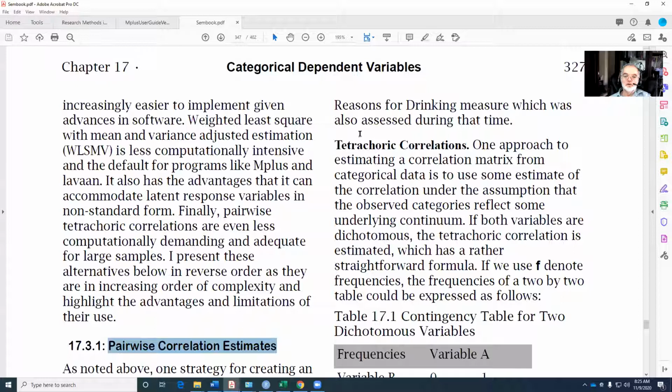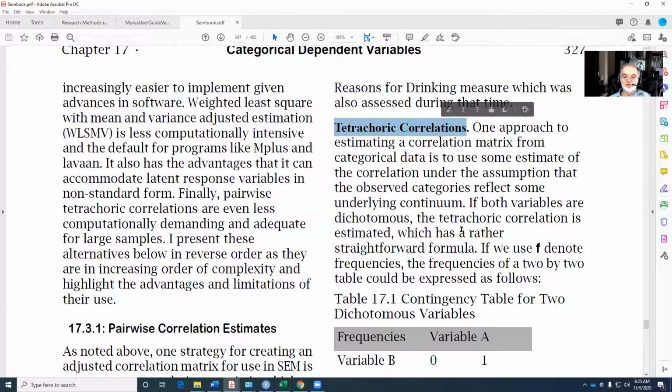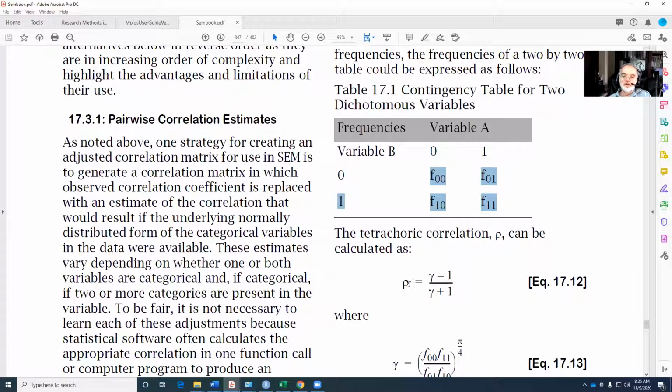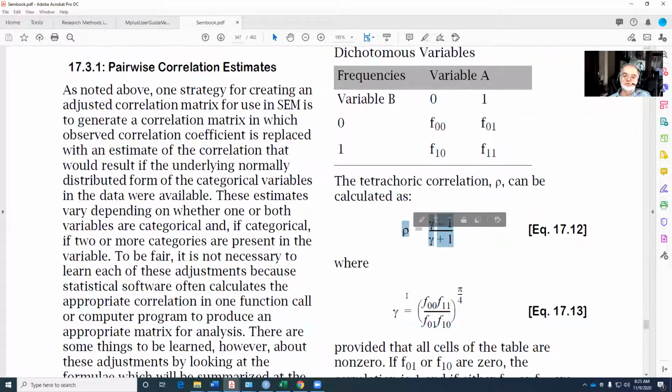If both of your variables are categorical, that's called a tetrachoric correlation. And if we're playing with that, my base data are the frequency counts for the zeros and ones across the two categorical variables. Here's the formula for it, where the estimated correlation coefficient is gamma minus 1 divided by gamma plus 1. In that case, gamma is the product of the diagonal elements divided by the product of the off-diagonal elements, all raised to the power pi over 4.